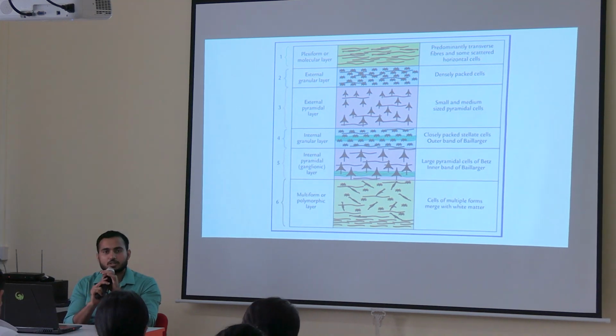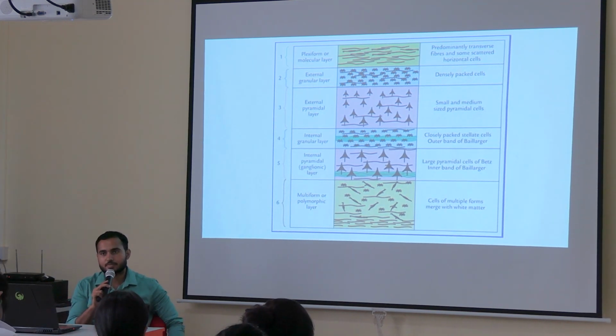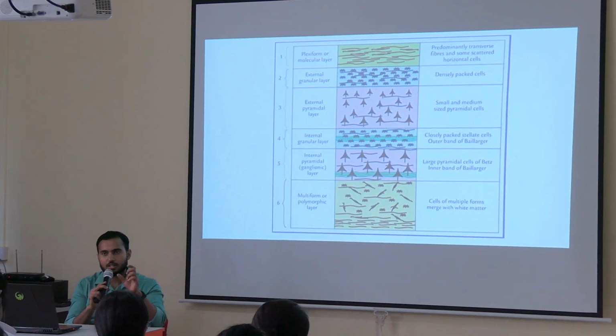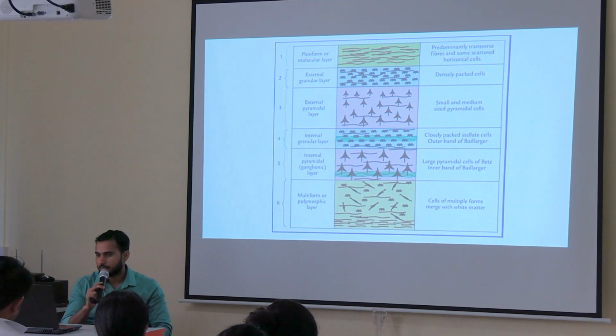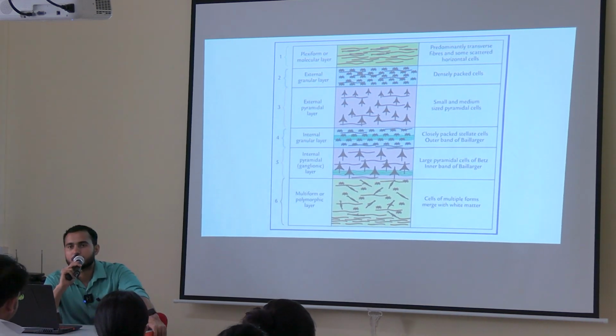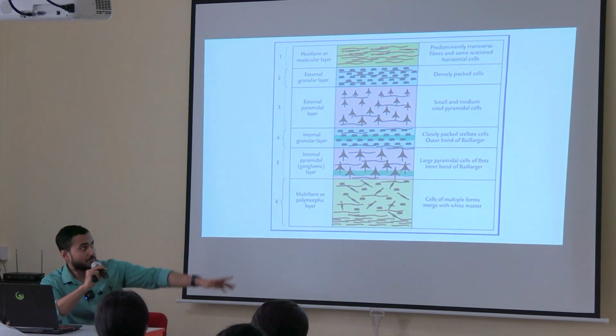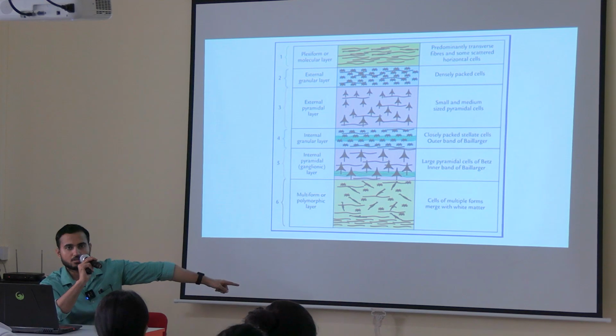Because cells are not there, only one type of cell is present. Mostly it is made up of fibers, and because of that the appearance is brighter. Okay, because this is very important. Why is this important? When you see the slide, at that time these demarcations are not there.